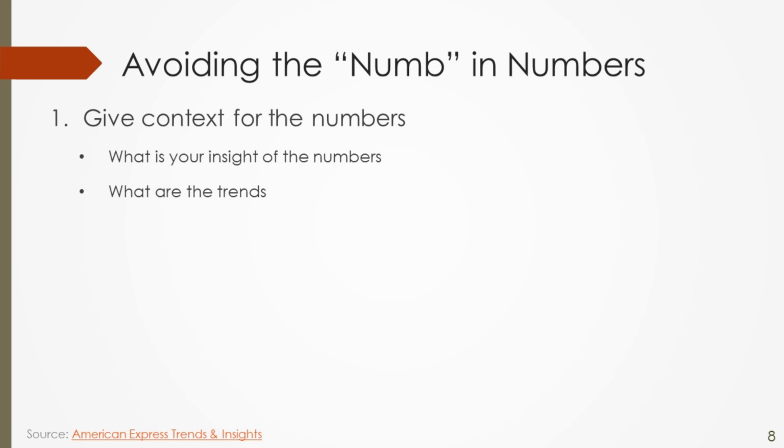The first one is give the context for the numbers. Specifically, what's the importance of them? What insight do you have of the numbers? And what are the trends? You don't just put the numbers out there. You start to interpret them for your audience.